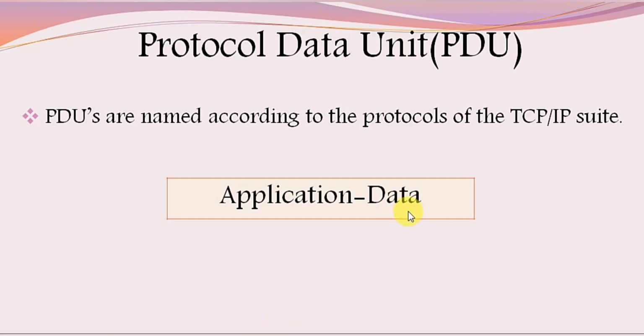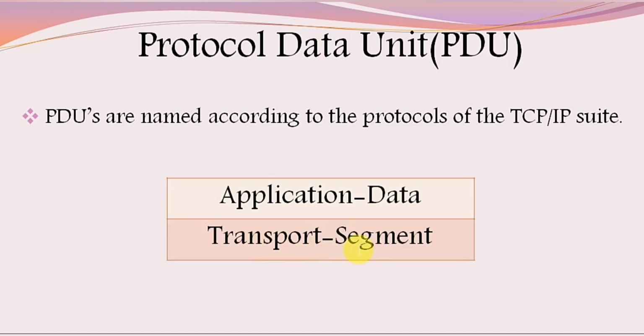Okay, so with application layer data, if we are adding the transport layer header or information, then the transport layer information is added with the application layer data. We will call it a segment. That is the transport layer data, we are calling it a segment. So therefore the application layer PDU we are calling data, and the transport layer PDU we are calling a segment.